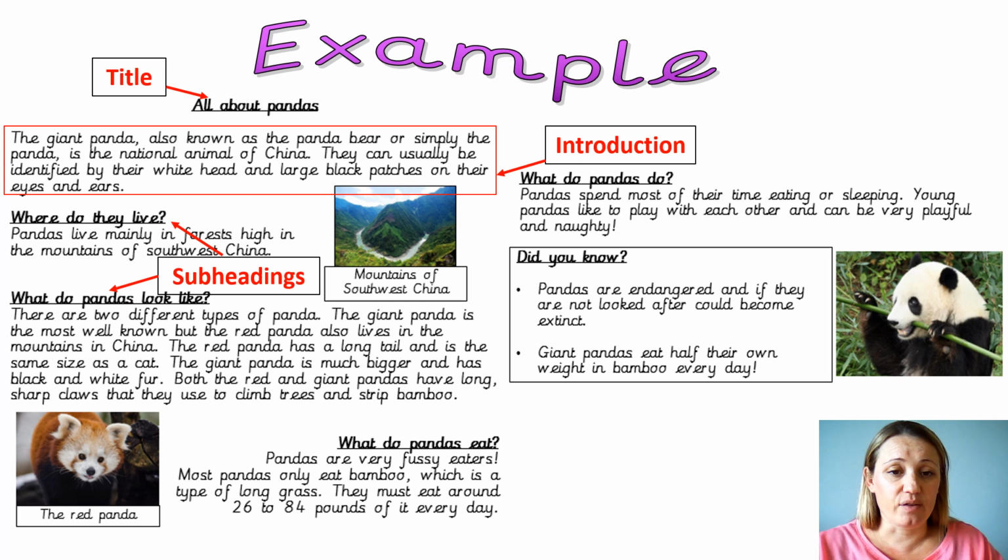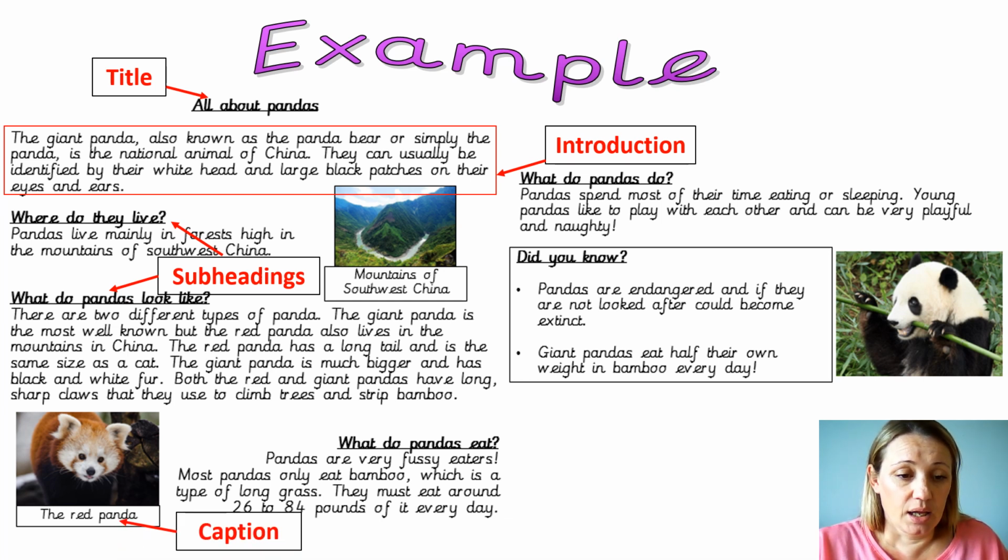Okay? And then if you look, we've got some subheadings there. Subheadings can sometimes be a question, or you could just put it as a word. So for this one, you could have where do they live, or you could have habitat. What do pandas look like, or you could have appearance. Then we've got what do pandas eat, and what do pandas do. So for those, you could have diet or food, and you could have behaviour.